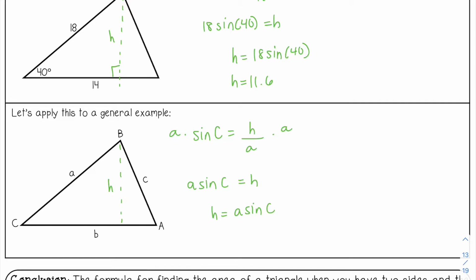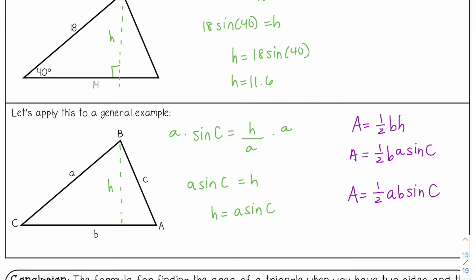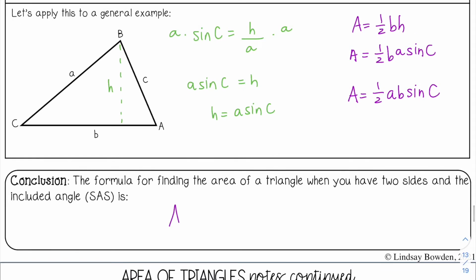And then let's go back to our formula that we already know. Area equals 1/2 base times height. We know the base is b, we just didn't know the height. So now we can substitute that height as a sine of c. And then I'm going to rewrite this with my letters in alphabetical order, a, b, sine of c. And that is actually the formula that you can use when you want to find the area of an oblique triangle and you have side angle side given. Area equals 1/2 AB sine of C.